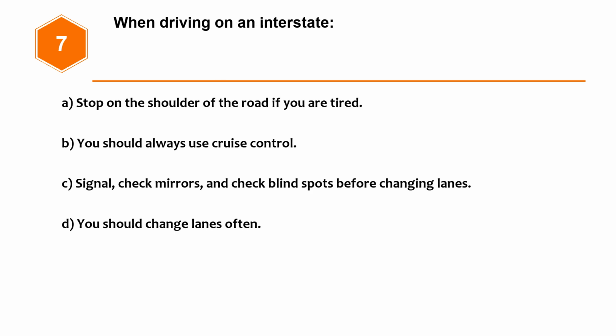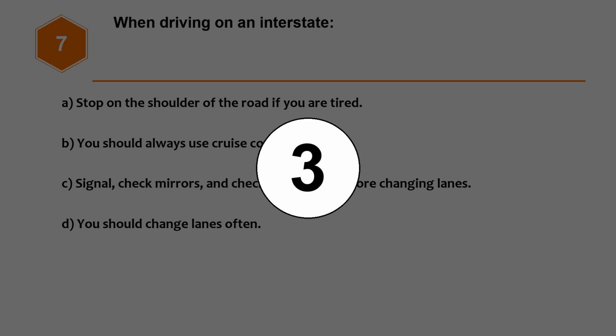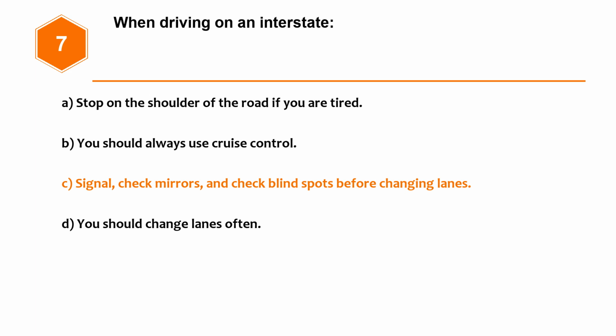Question 7. When driving on an interstate, Option A, stop on the shoulder of the road if you are tired. Option B, you should always use cruise control. Option C, signal, check mirrors, and check blind spots before changing lanes. Option D, you should change lanes often. The correct answer is option C. Signal, check mirrors, and check blind spots before changing lanes.